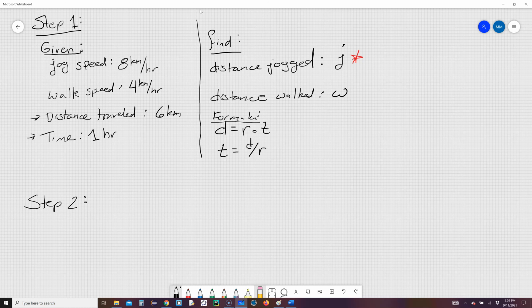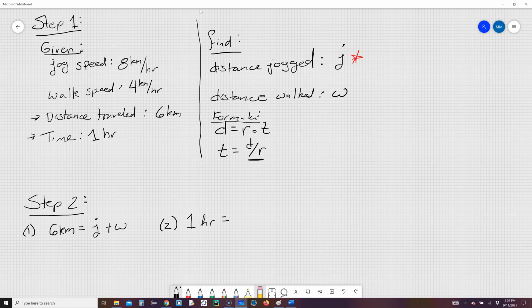Step 2 asks us to translate all of this information into math. Well, we know that the distance traveled, so 6 kilometers, how far we traveled. That's how far we jogged and how far we walked. So we jogged some distance and walked some distance. First equation. Second equation. What else do we know? We know the total time. So we know total distance and total time. Total time was 1 hour.